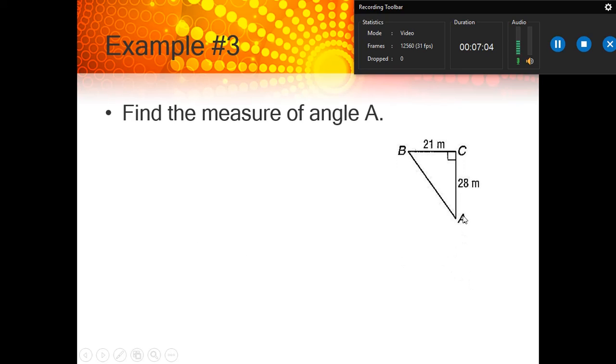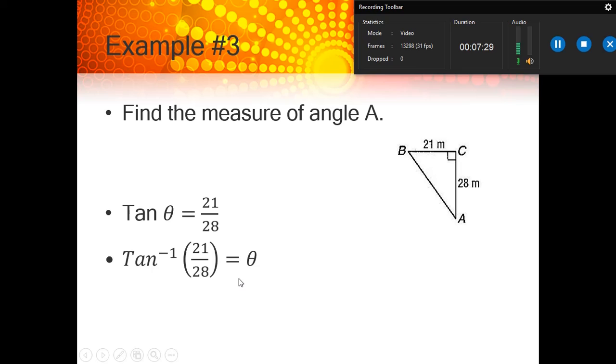In example 3, we're looking for angle A. They did not use any kind of marking here, so I'm just going to put my cursor there. But while I'm here, 21 is classified as opposite, and 28 is adjacent, TOA, tangent. So opposite over adjacent, we'll activate our inverse function and switch sides, and we'll enter it into our iPad, and rounded it should be about 36 degrees.